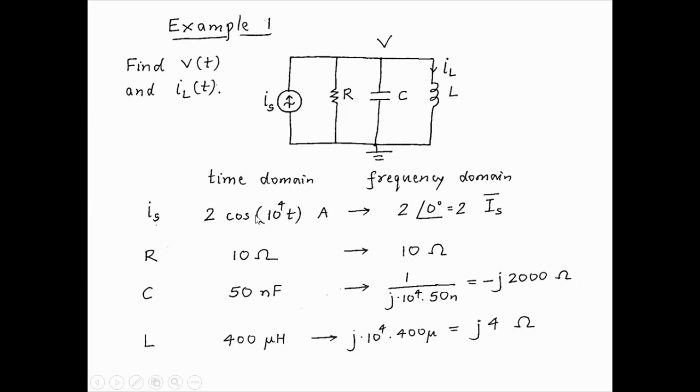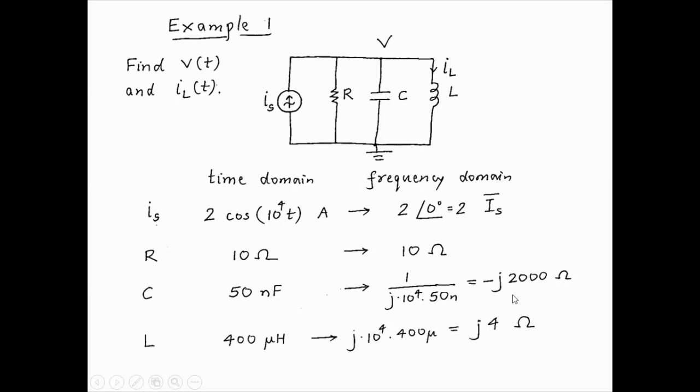So the first thing we do is convert the circuit to frequency domain. So 2 cos(10^4 t) becomes 2 angle 0 because the phi in this is 0, which is just 2. So we'll call this IS, in amperes, of course. The frequency is 10^4. So R will stay as R. C is given to be 50 nanofarad. So that will become 1 over j omega C. So 10^4 times 50 nanofarads, which turns out to be minus j2000. And the dimension of 1 over omega C is ohms. L is given to be 400 microhenries, so that becomes j omega L, which is j4 ohms.